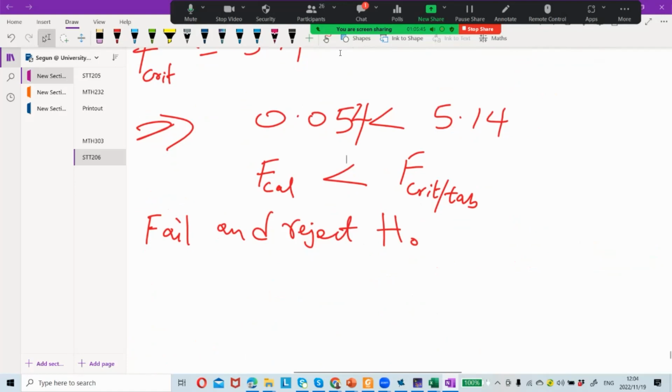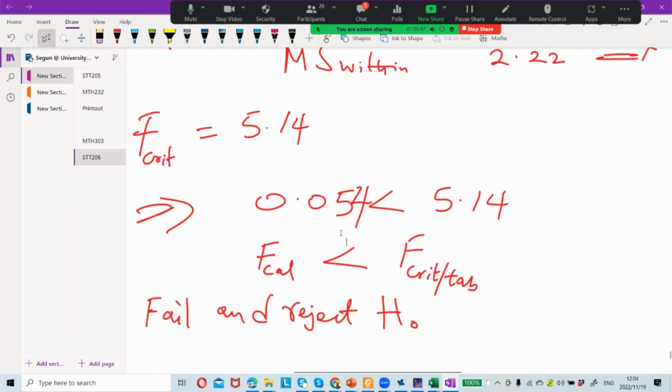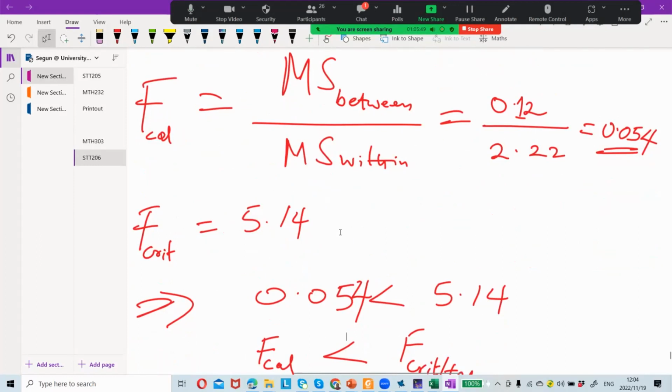So that is how you calculate one-way Anova. Any question, please?